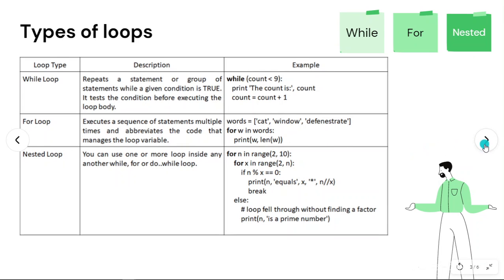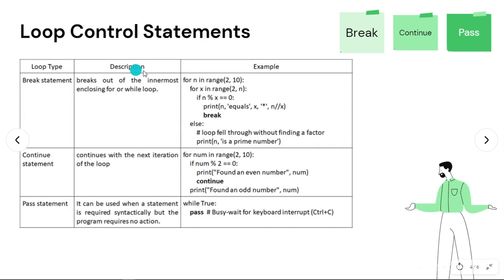So we also have some loop control statements, something like break, continue, and pass. So let's check with that. We have a loop control statement, that is a break statement, we have a continue statement, and we have a pass statement. In this particular example, you can check, I highlighted with bold: break, continue, and pass. So let's start with the break statement.